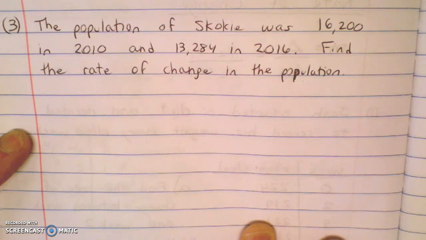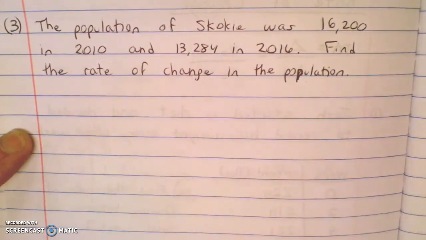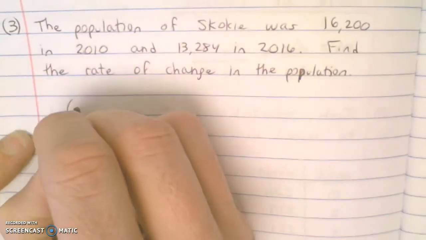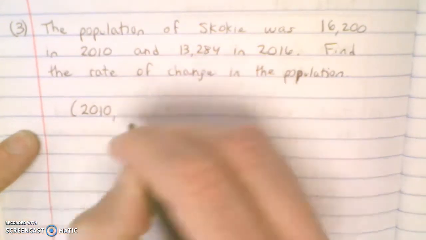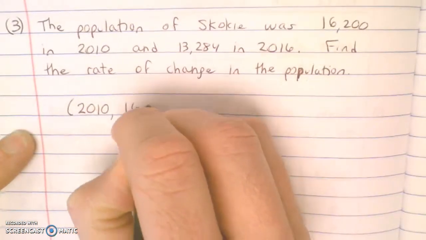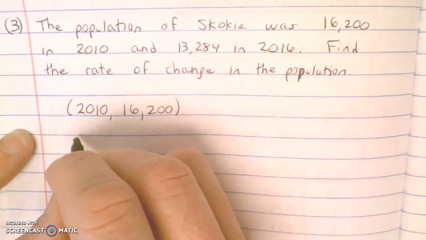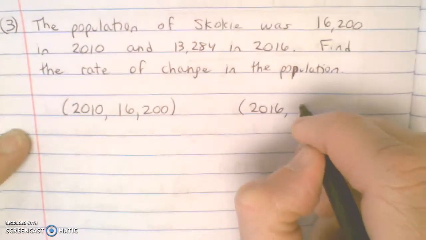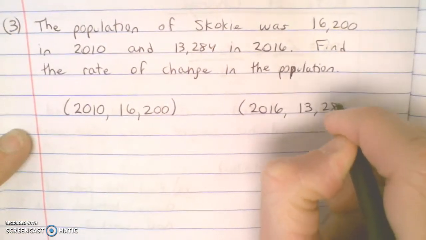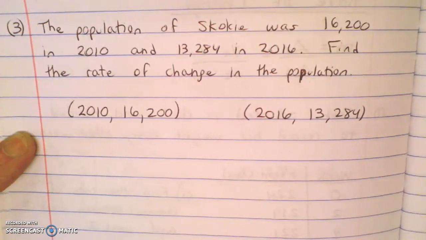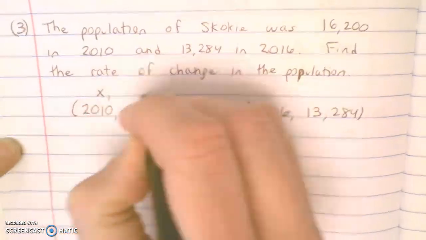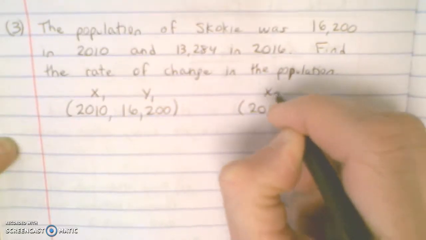So we're going to do the same steps. We have to use our data and the information to calculate the rate of change. So we're going to list our coordinates, and we're going to start off with the year and then what the population was. So in 2010, the population was 16,200. And in 2016, the population was 13,284. And now we're just going to apply the slope formula again. So x1, y1, x2, y2.